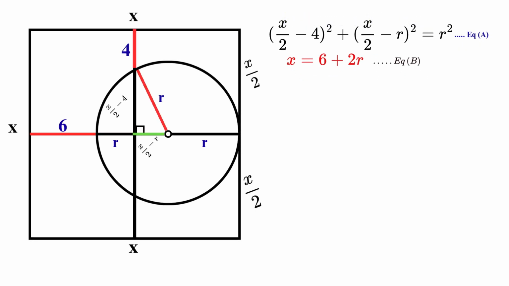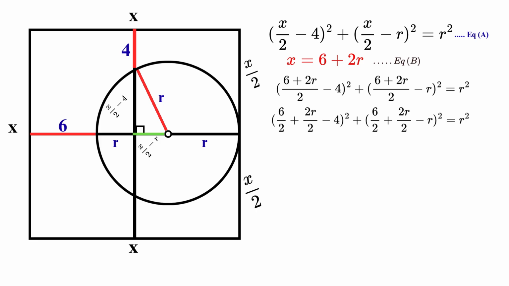Now, we substitute the value of x from equation B into equation A. Thus, equation A becomes ((6 plus 2r) over 2 minus 4) whole squared plus ((6 plus 2r) over 2 minus r) whole squared equals r squared. Now, we simplify this. We split each fraction into 2 separate parts: (6 over 2 plus 2r over 2 minus 4) whole squared plus (6 over 2 plus 2r over 2 minus r) whole squared equals r squared.